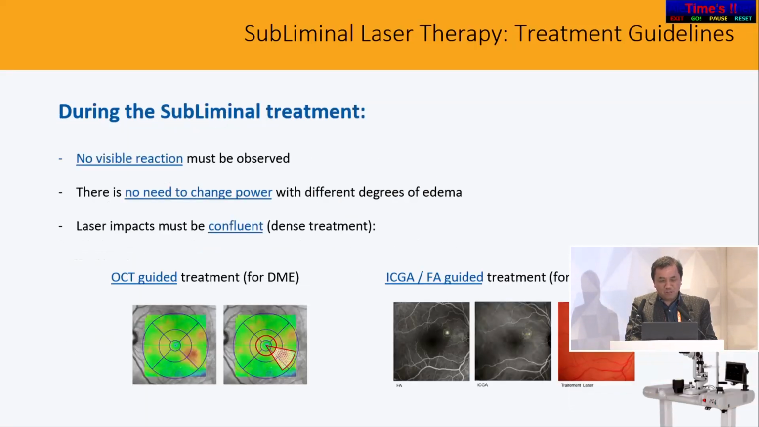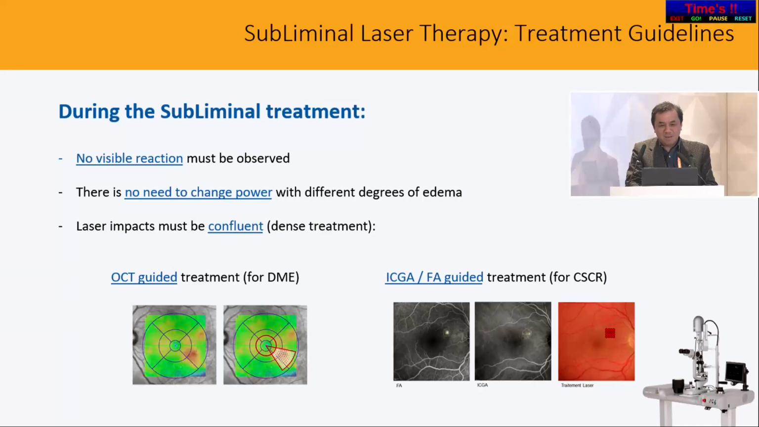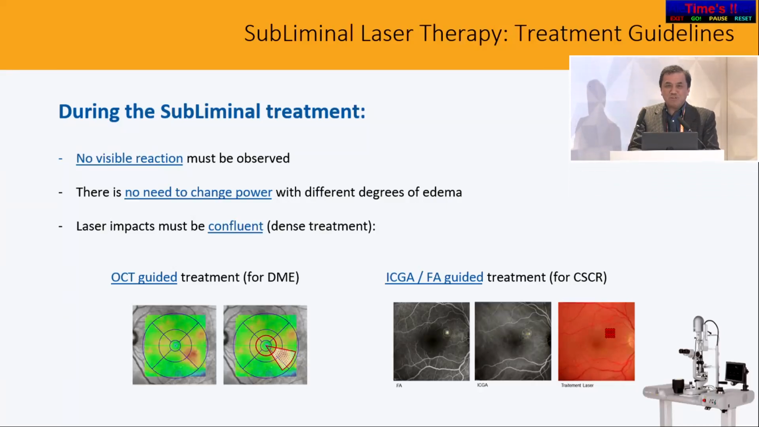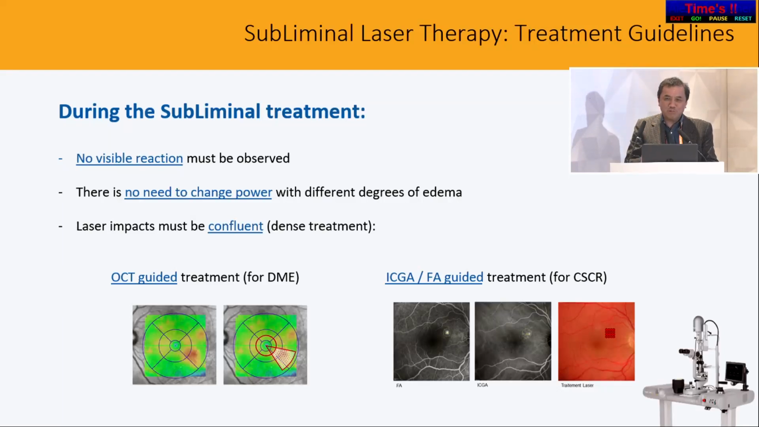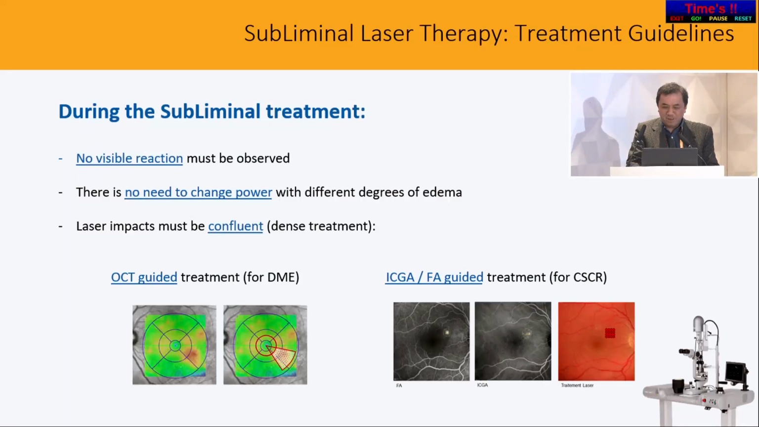And also, when we treat DME, we are not really aiming to the areas of leakage per se, like we use the fluorescein angiogram as a guide. We mostly just use the OCT and try to treat the thickened areas.